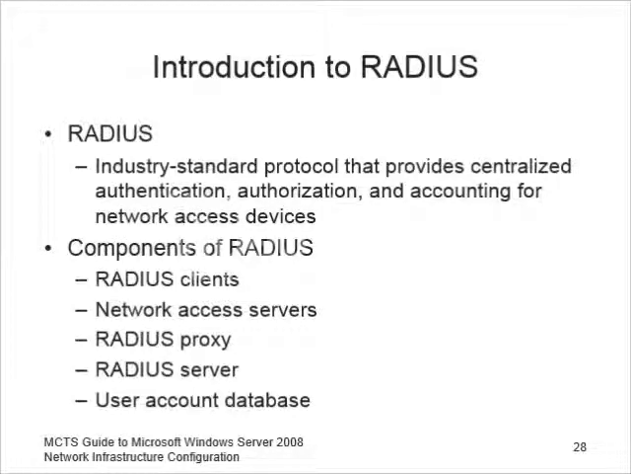Remember that the RADIUS server is the one that takes care of the AAA process, and the RADIUS proxy is the one that routes RADIUS messages between RADIUS clients and RADIUS servers. When used as a RADIUS proxy, NPS is a central switching or routing point through which RADIUS access and accounting messages flow.